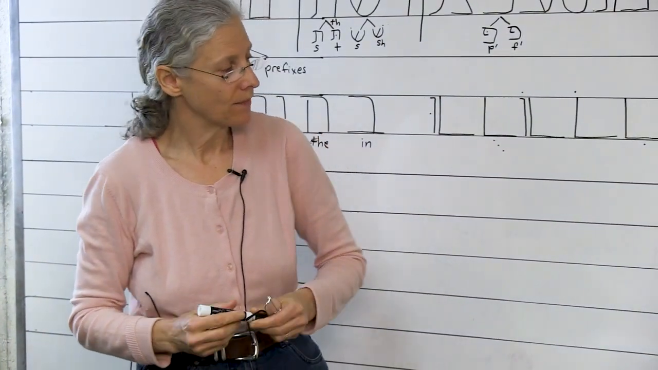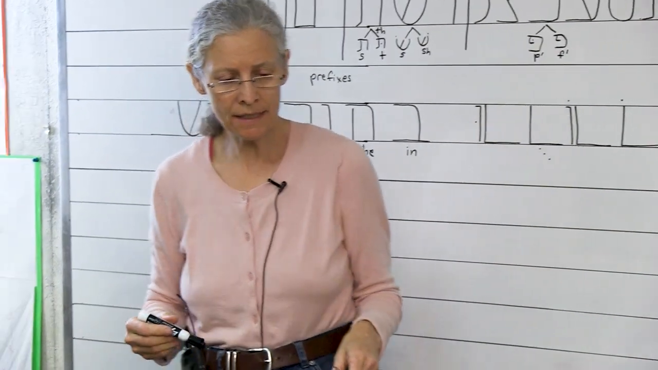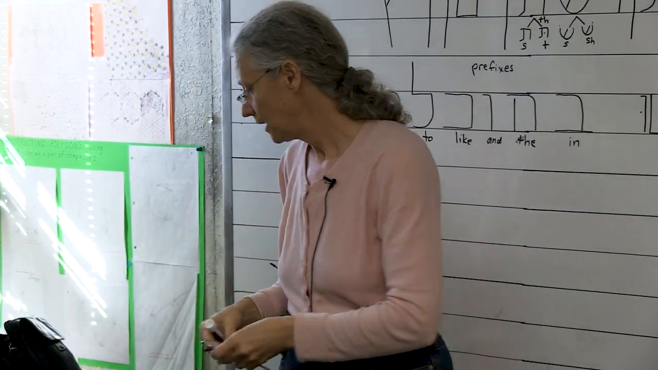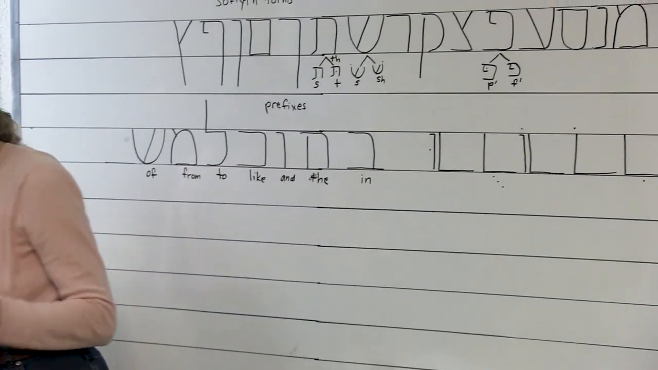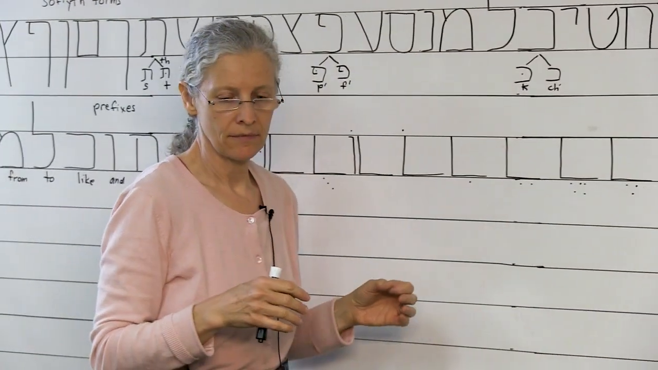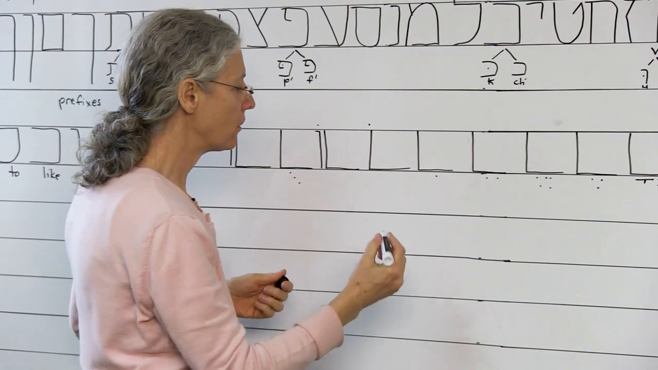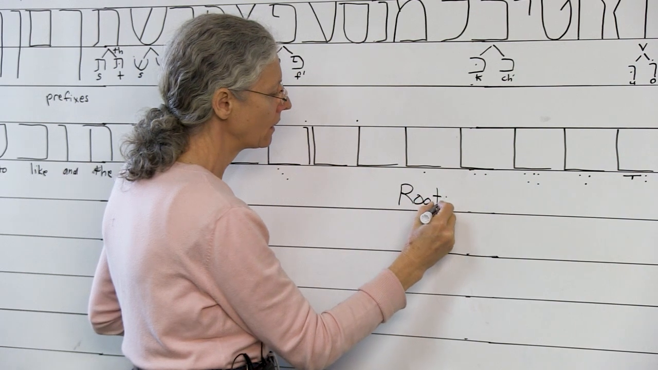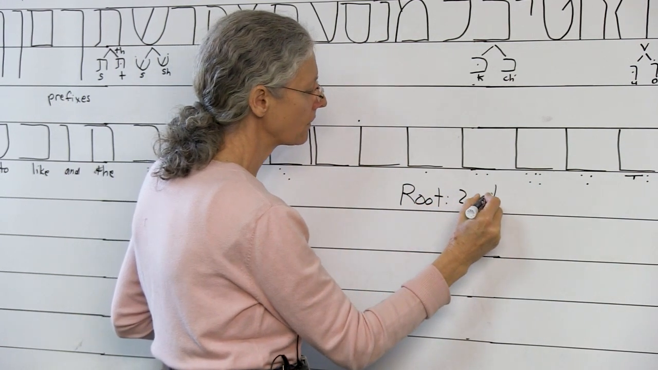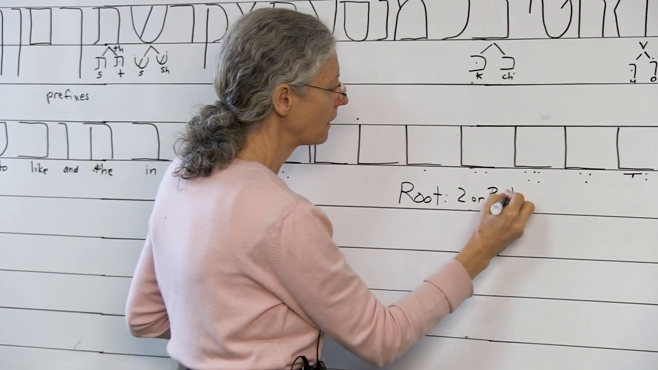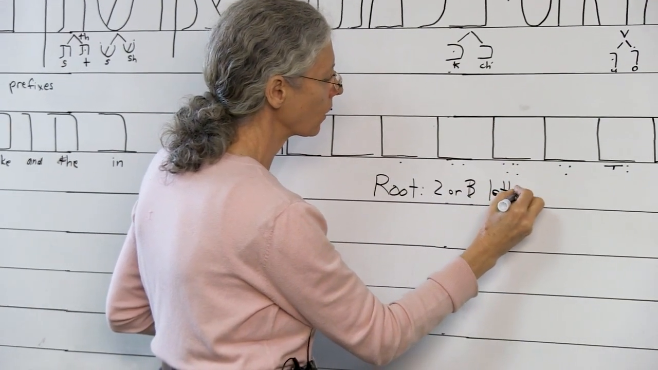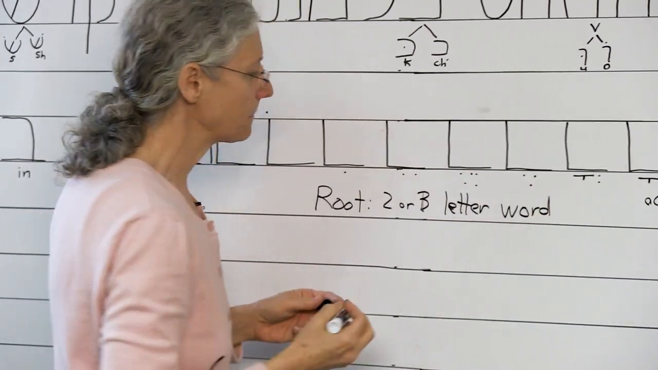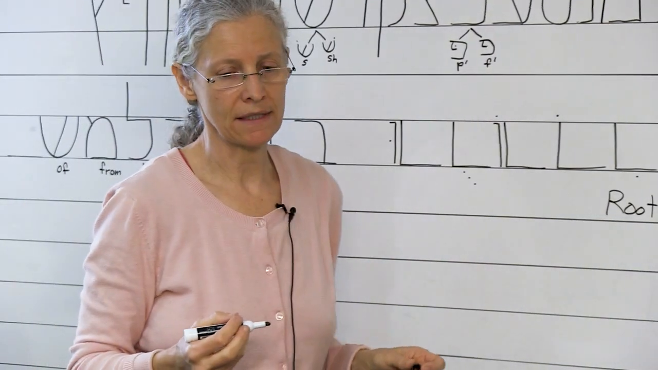All right, so what I want you to do is pick out a root. I want everybody to pick out a root. And remember, the root is a 2 or 3 letter form. We're going to go over roots again today. A root is a 2 or 3 letter word, to which we're going to add prefixes and suffixes, okay? We're going to learn some suffixes today also.